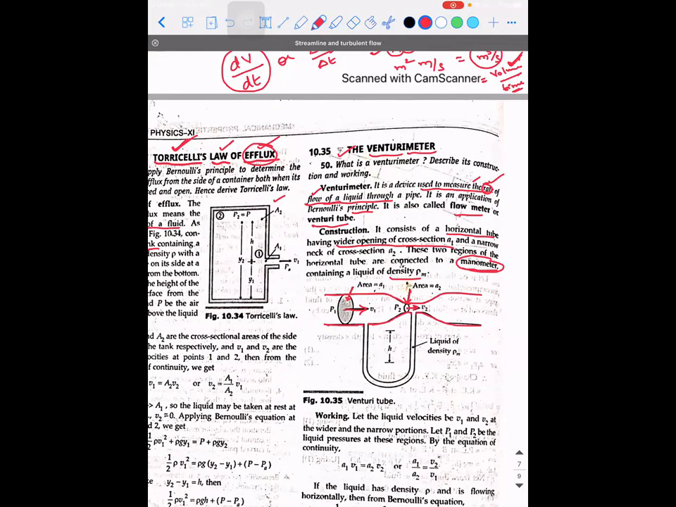And it is connected across, I suggest you guys draw it. It consists of a manometer like this. Inside this manometer, there is a liquid of density rho m.